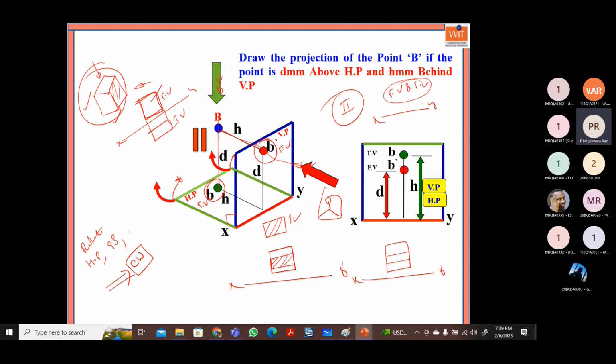Due to this reason, the images in the front view as well as the top view are coming on the same side. Even they merge with each other. We are unable to visualize the 3D object by looking at this 2D view. So that is the reason we are not preferring the second angle projection. Whereas in the first angle projection, they are separate, clear-cut images. Front view image separate, top view image separate. That is, above XY is the front view image, below XY is the top view image, so that we can at least visualize.